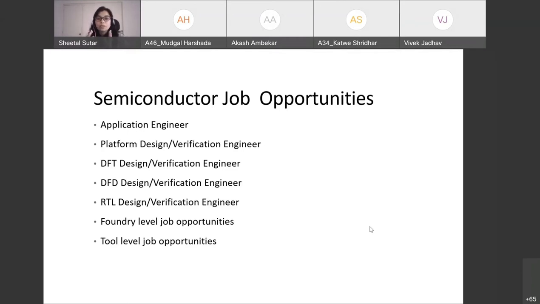So working at the tool level also requires knowledge of electronics engineering, basic knowledge of electronics engineering. It's not that hardware engineering means you will be working in the lab. You will be working with laptops only, but you will be doing hardware design work.